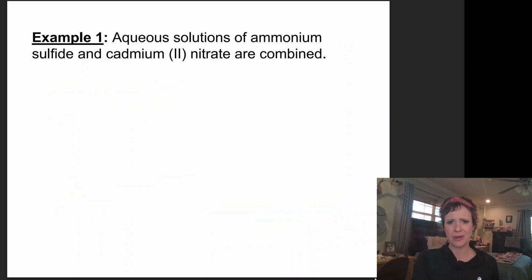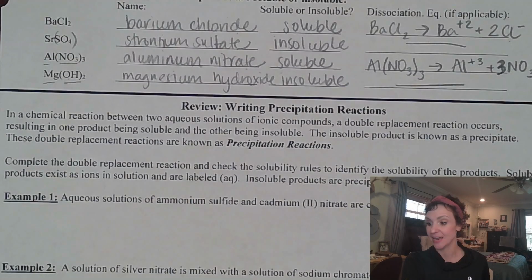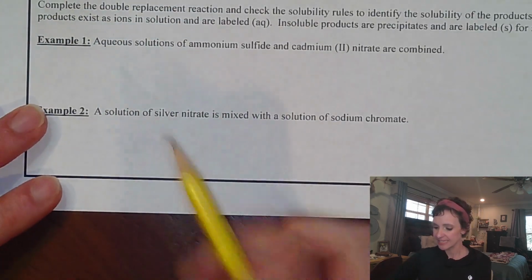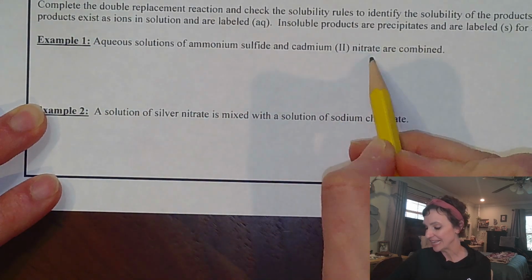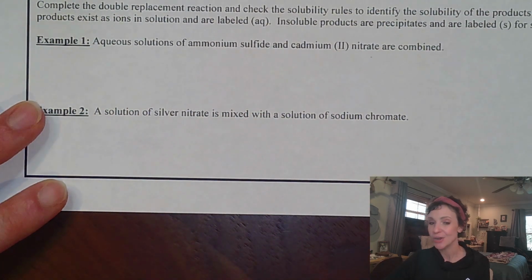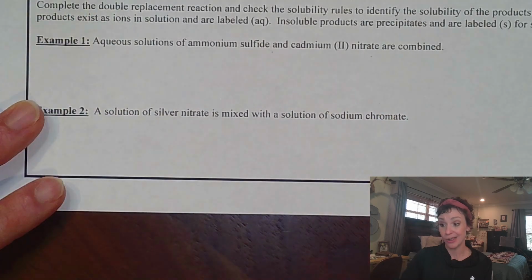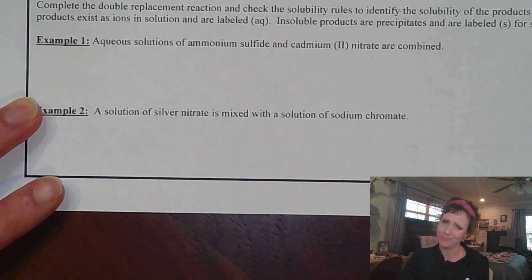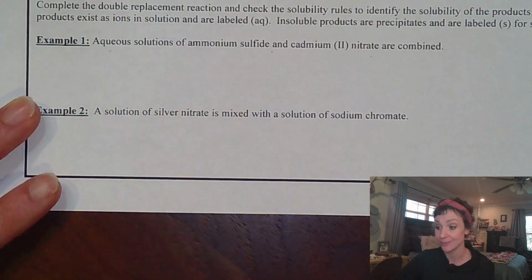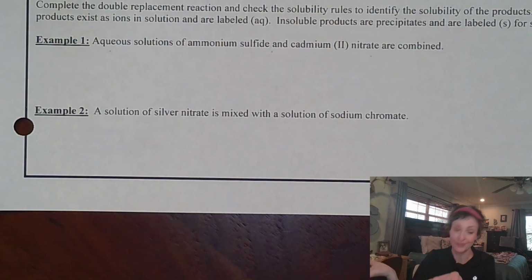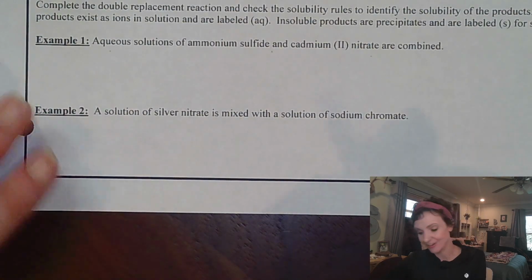So let's see if we can do a first practice problem on writing these double replacement reactions with two aqueous solutions of ionic compounds. It says aqueous solutions of ammonium sulfide and cadmium 2 nitrate are combined. Here's the trick: I could look up ammonium sulfide and cadmium 2 nitrate on my solubility rules. Both of them would be soluble, but if I'm starting you off with aqueous solutions, it is assumed that they're soluble on your solubility rules. So I don't have to check my reactants, which is always good.